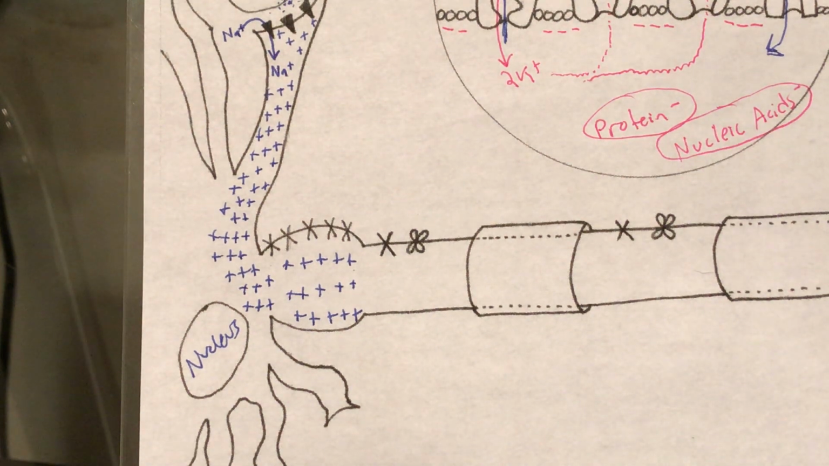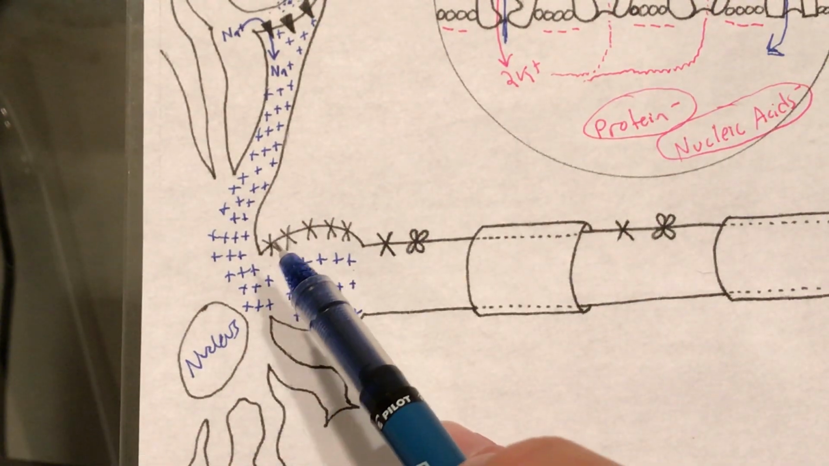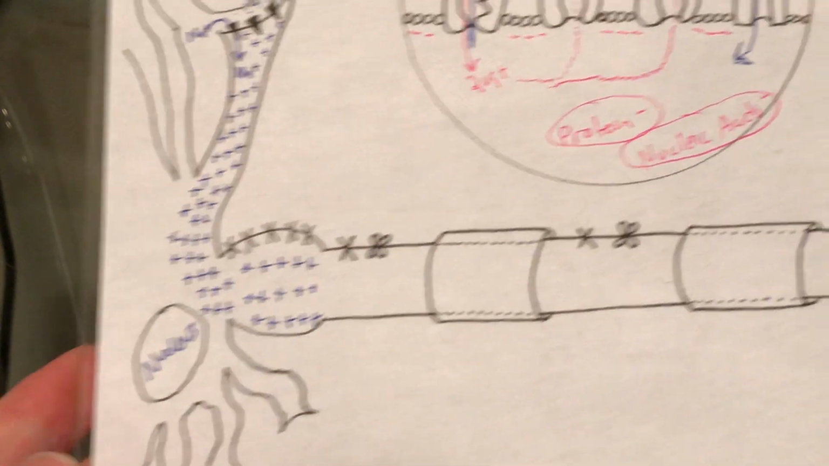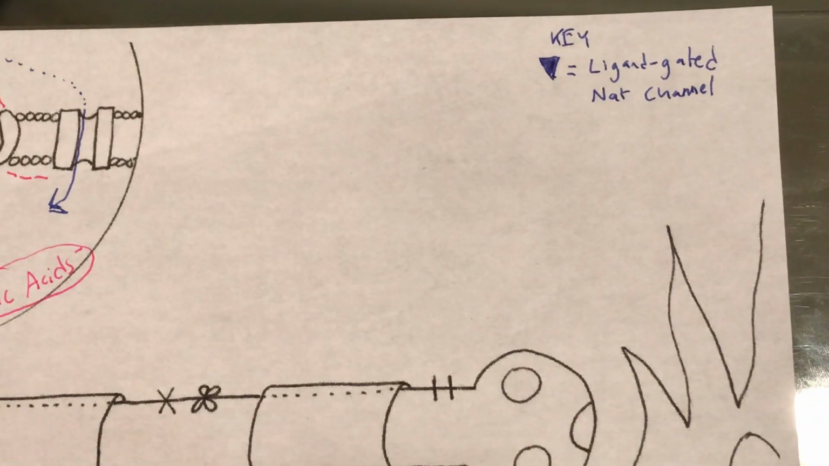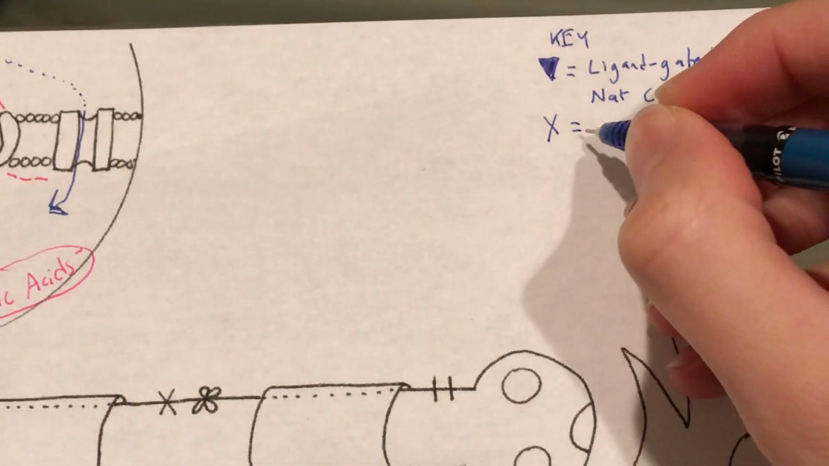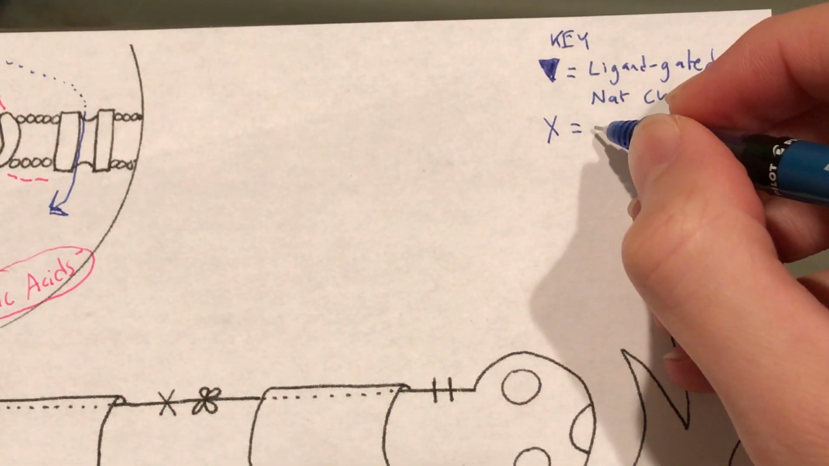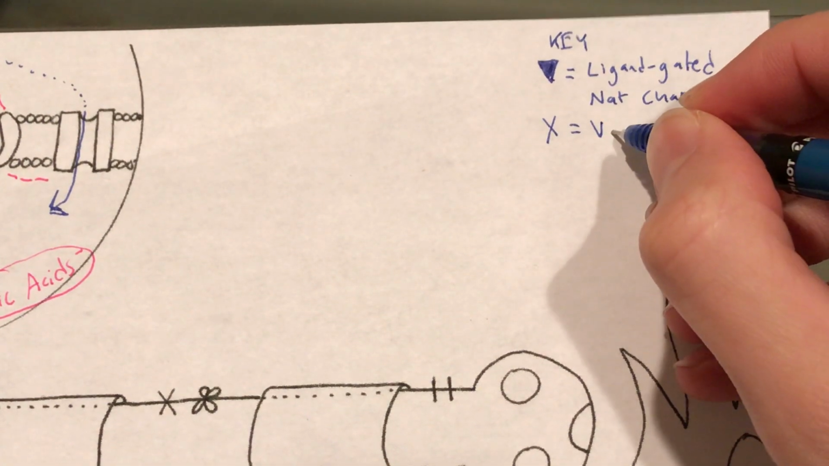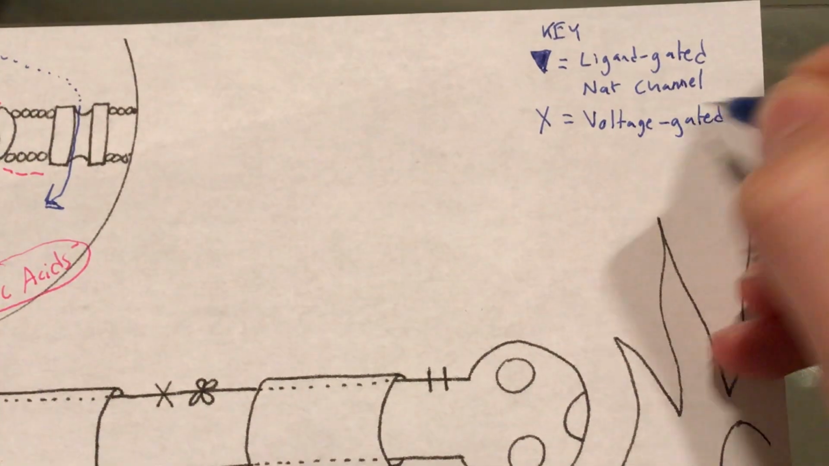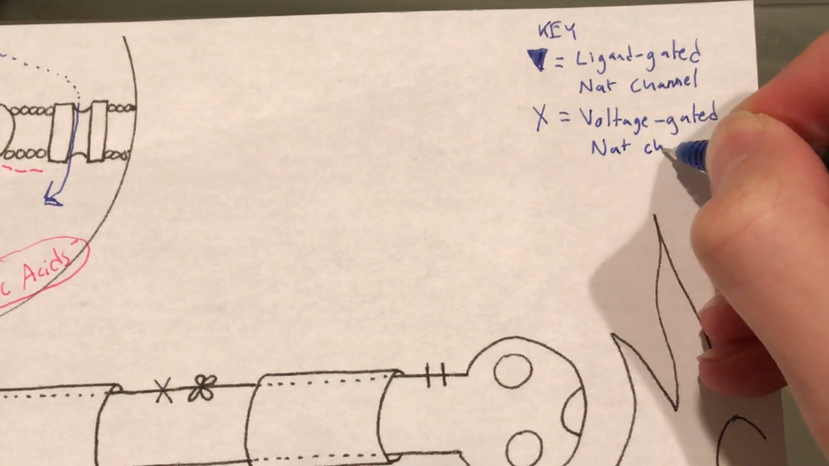So this axon hillock, we have new specialized types of receptors. And these are also a type of sodium channel, but these are called voltage-gated sodium channels. Let's add that to our key. So it looked like an X. So in our key, an X protein channel would be a voltage-gated sodium channel.